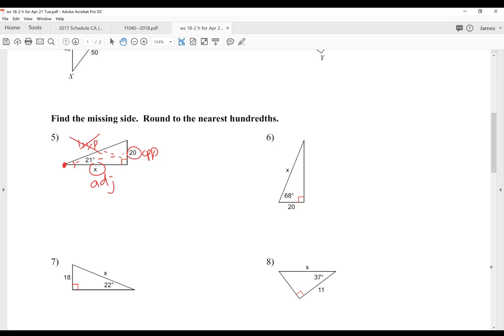So which one uses the OA? That's the SOHCAHTOA. Tangent uses it, and tangent needs an angle with it. So what's the angle? 21 degrees. Opposite is 20, adjacent is x.